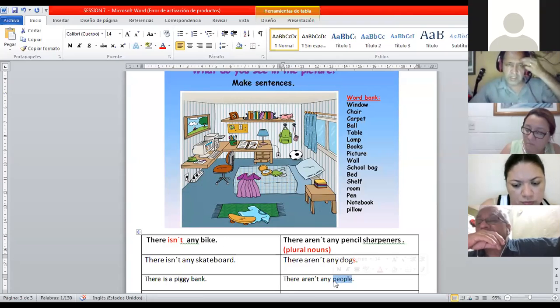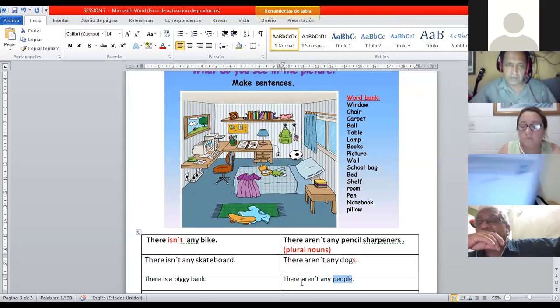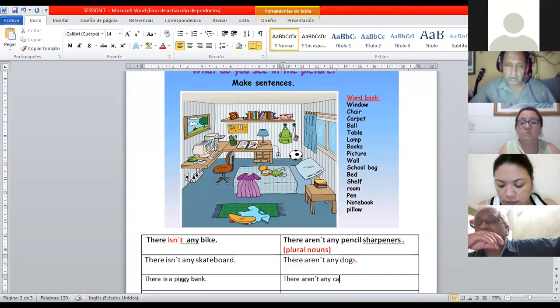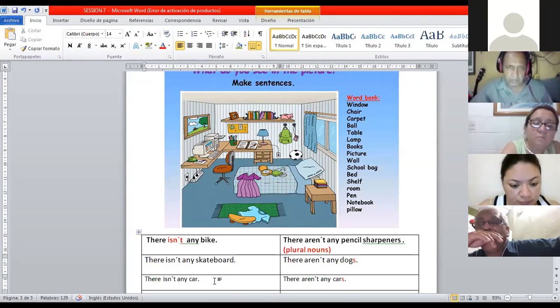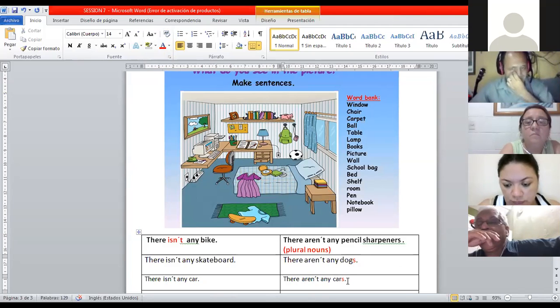Y yo he puesto allí, teacher, no sé si me he equivocado. They are not any car. All right. Let me write your example here. There aren't any cars. Remember así, that aren't, así lo he puesto arriba yo. Así lo he puesto allá y en abajo lo he puesto there isn't any car. Okay, there isn't any car. Any car. ¿Está bien como lo he puesto? Singular and plural. If it is like this, yes, it is correct.